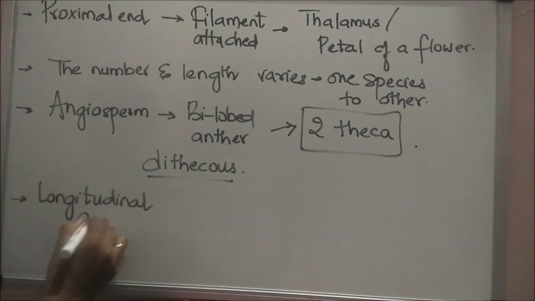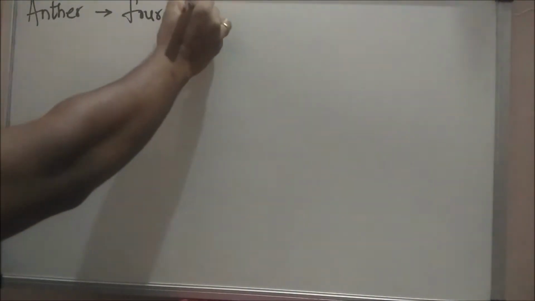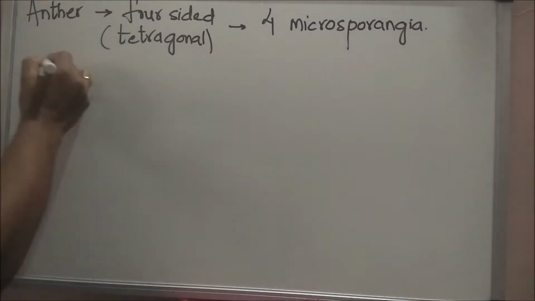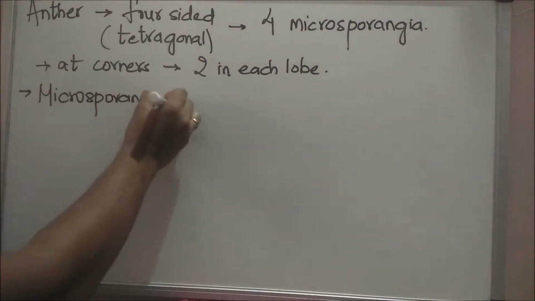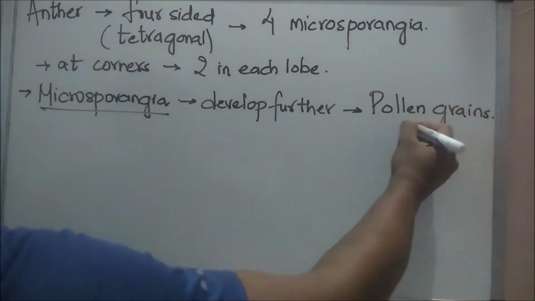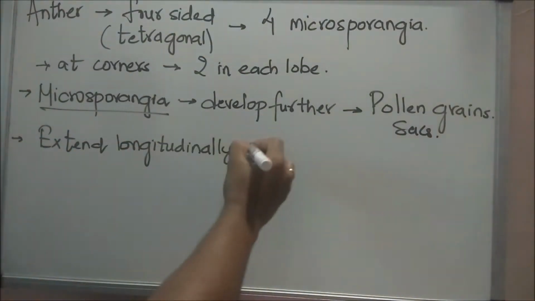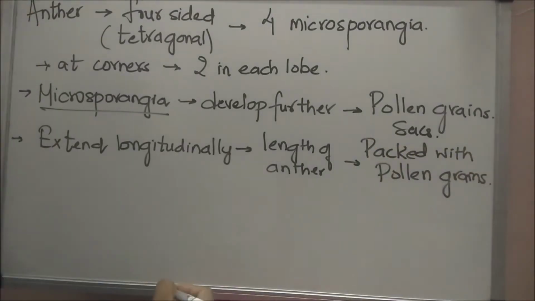A longitudinal groove runs lengthwise separating the theca. The anther is four-sided, that is a tetragonal structure, consisting of four microsporangia located at the corners, two in each lobe. Microsporangia develop further and become pollen sacs. They extend longitudinally all through the length of an anther and are packed with pollen grains. Let's learn the structure of microsporangium.